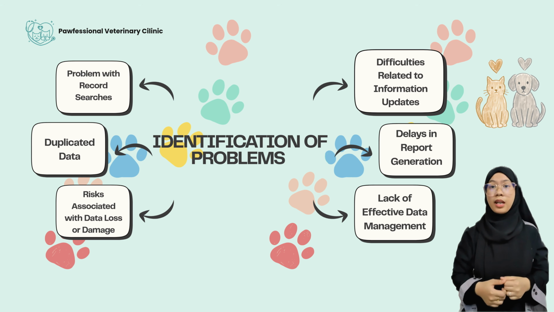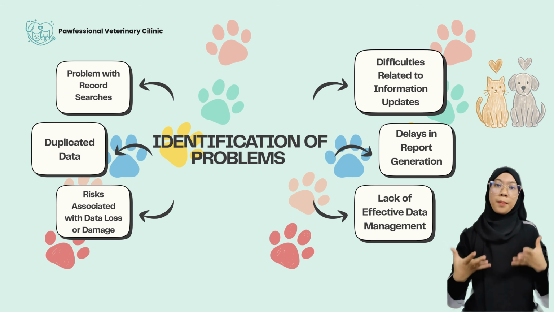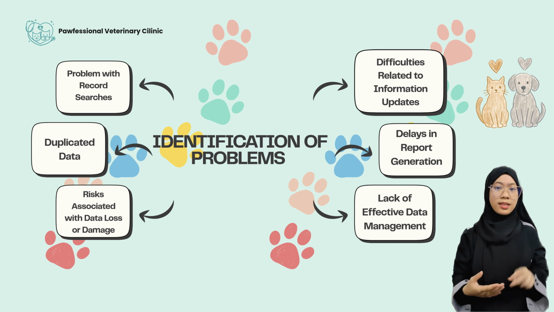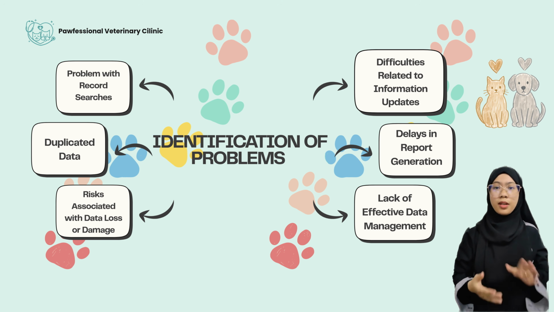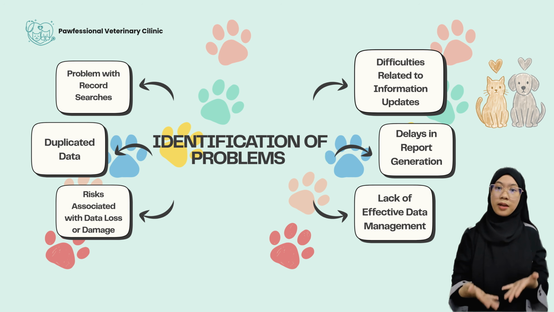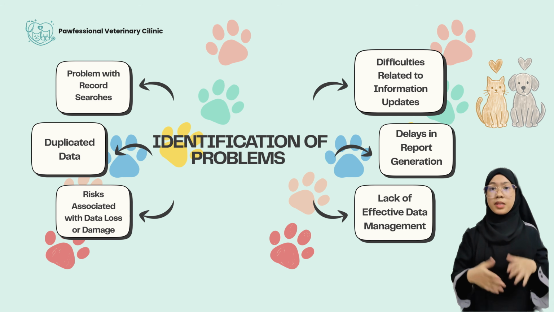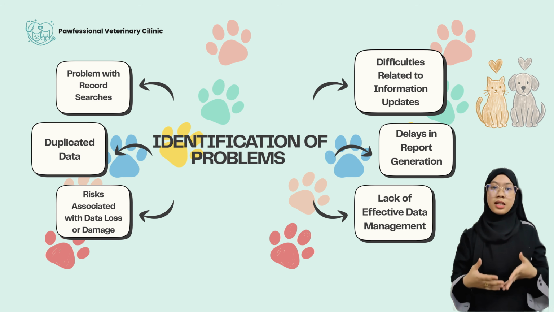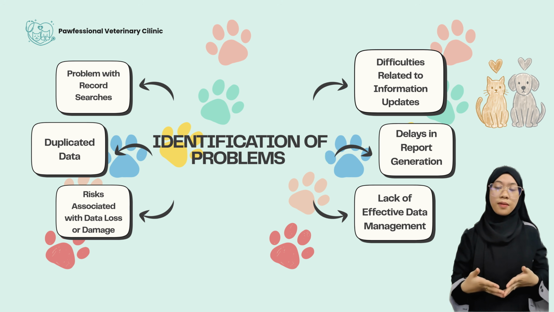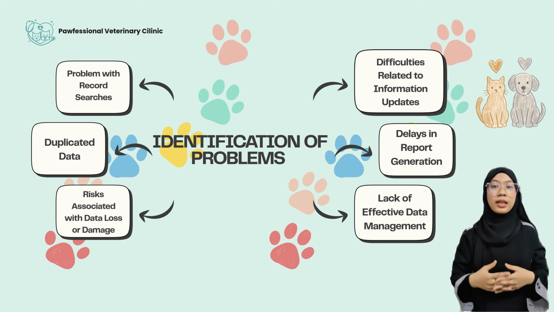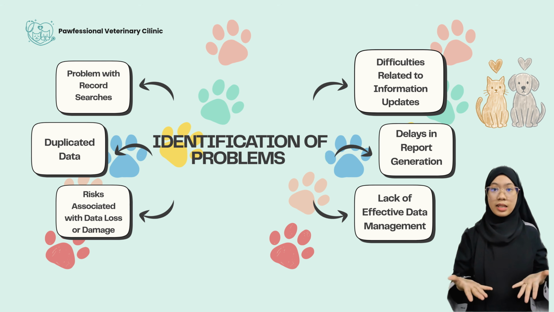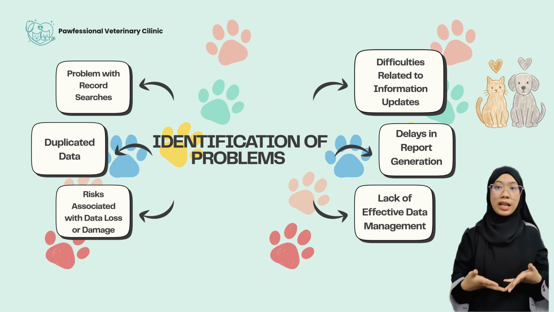Before developing our database system, we identified several problems faced by Pawfessional Veterinary Clinic. First, staff spend a lot of time searching for customer and pet records because everything is stored manually. Second, duplicate data may occur since there is no automatic validation. Third, paper records can be lost or damaged, which may affect a pet's treatment history. Besides that, updating customer information such as phone numbers and addresses has to be done manually, increasing the risk of outdated data. Report generation is also slow because staff need to collect information from different files. Lastly, customer, pet and treatment records are stored separately, making data management less efficient.